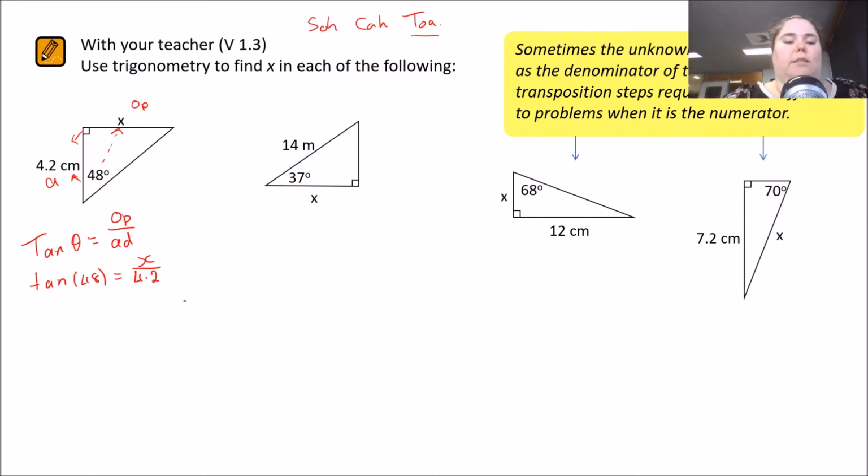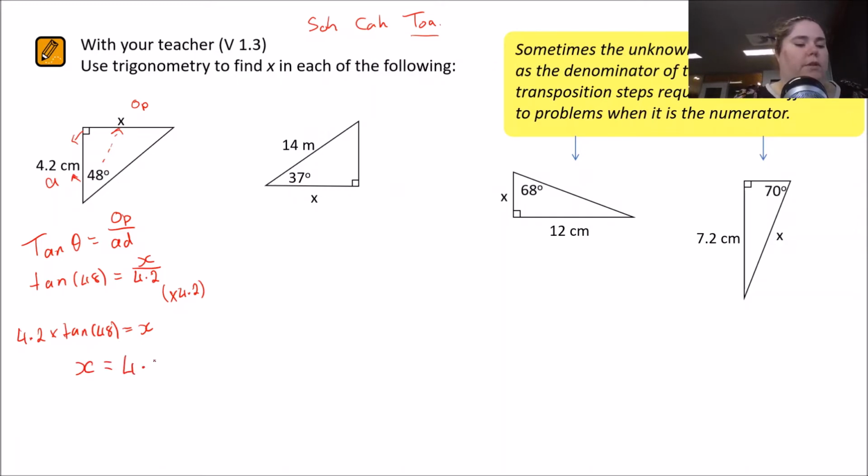Next step, we want to get that x by itself. So I'm going to times both sides by 4.2, which is going to give me 4.2 times tan 48 equals x. So then we just stick them in the calculator. 4.2 times tan 48. So I know x, that side that I was looking for, is 4.66 centimeters. 1 or 2 decimal places, you're not going to be marked down as long as you're accurate. And if they tell you to go to a certain number, you go to that number.